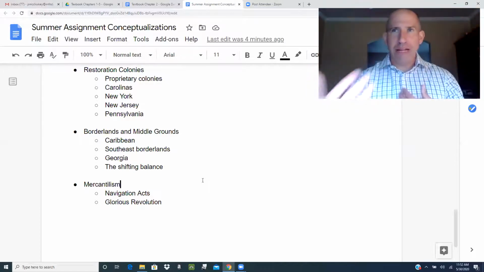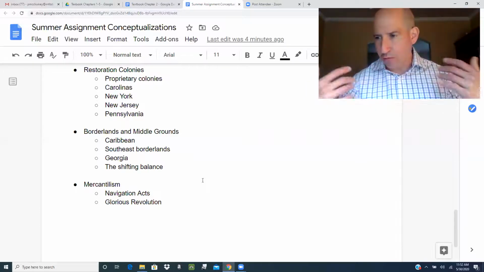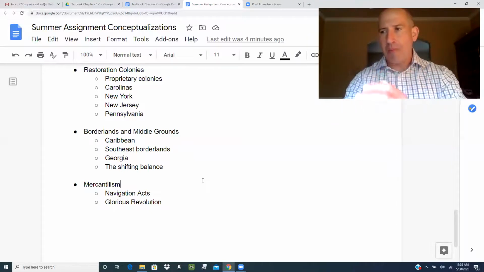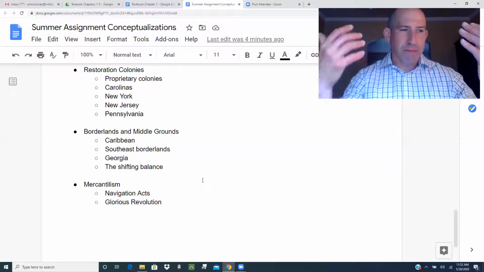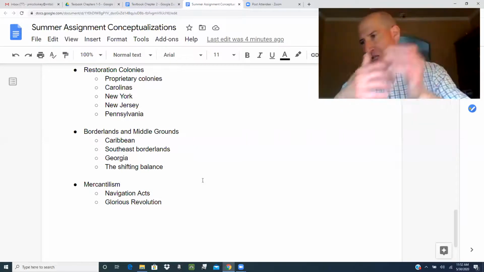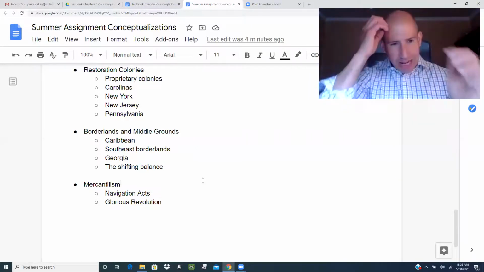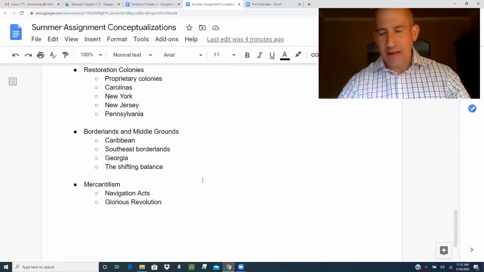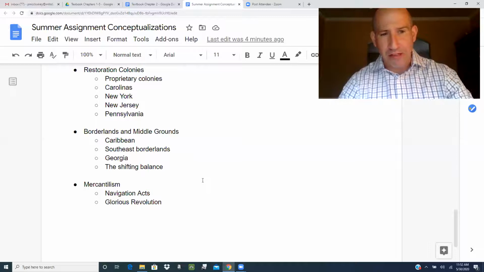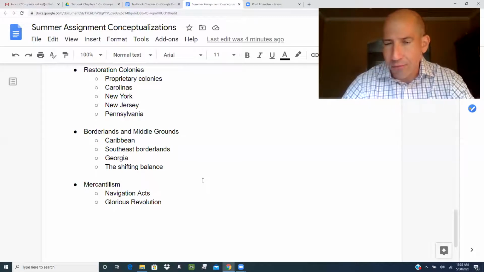So you see 3 navigation acts passed, which for all intents and purposes monopolize trade between the colonies and England. Things have to be shipped on English ships, and they have to be shipped to England, and there are taxes that are to be paid, and there are customs houses enacted and customs officials to collect those. And so that's where it kind of ends up.